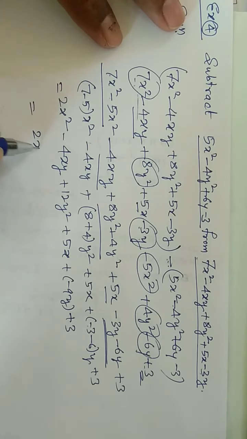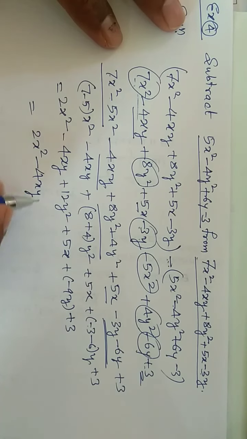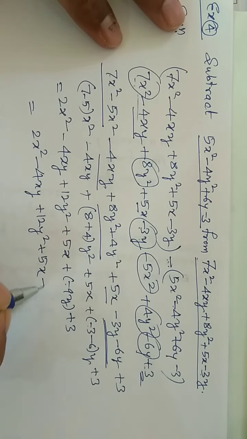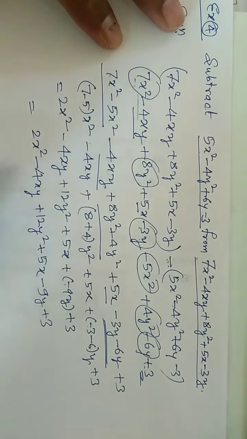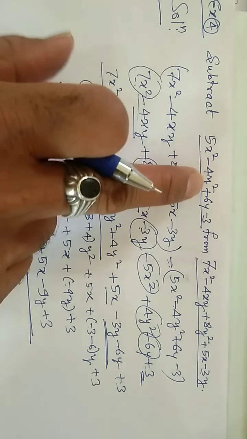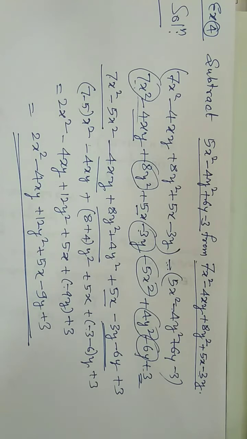So this is equal to 2x square minus 4xy plus 12y square plus 5x minus 9y plus 3. This is the required solution when we subtract this from this. So that's it, dear students. Of course, you may understand this answer. If you don't understand this answer, let us see the fifth example, and that will be very easy for you. I will tell you once again this subtraction in example 5.